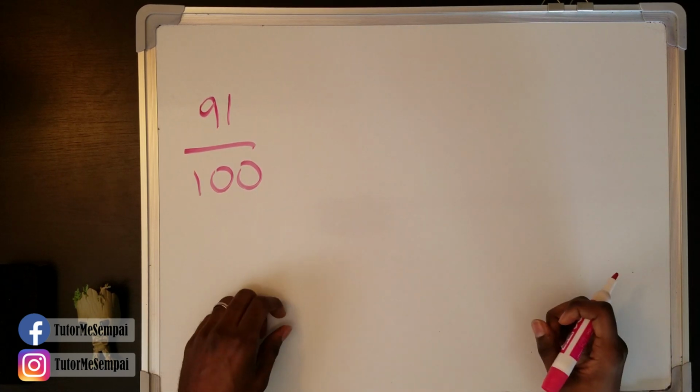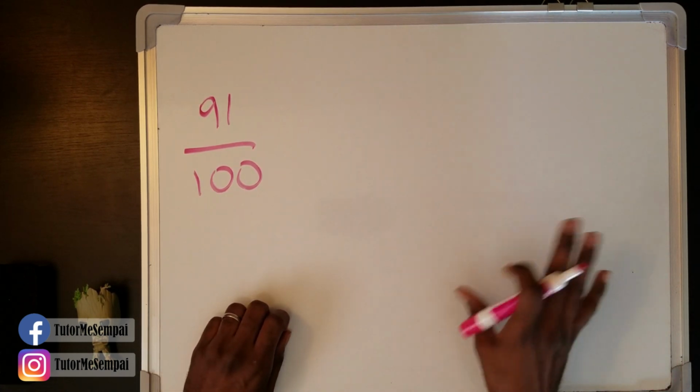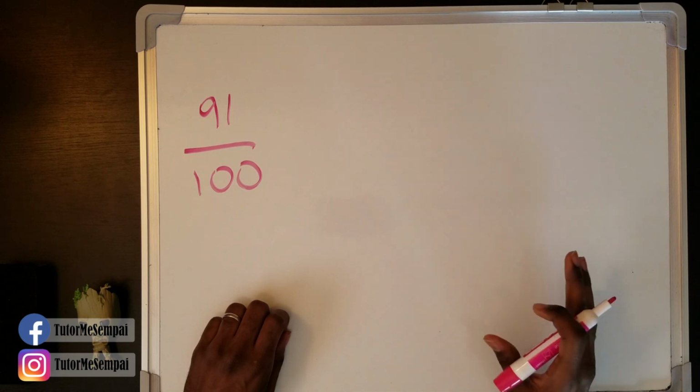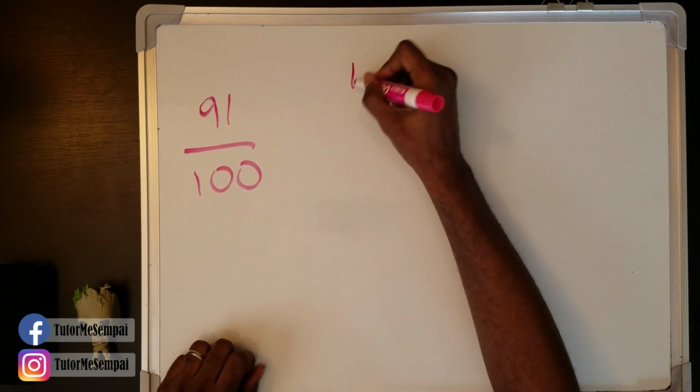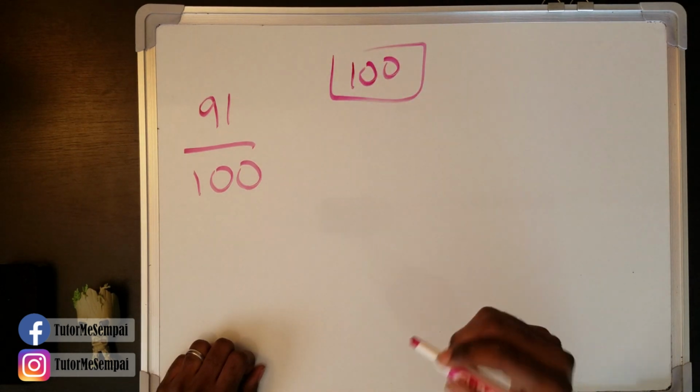So now we have our second example. And I promised you that I would show you a shortcut for special types of fractions. Well, this is that type of fraction. So what's special about this? The 100 is special about it.